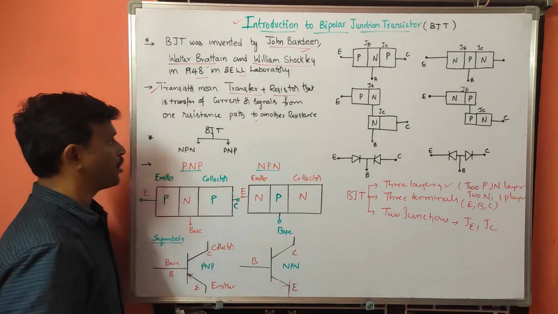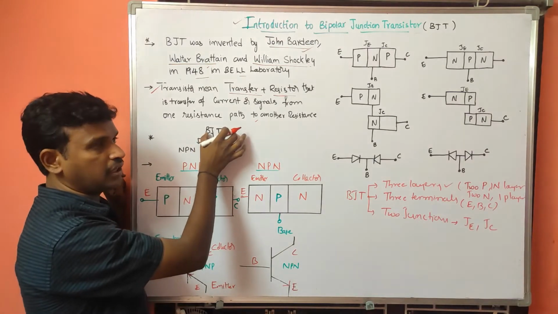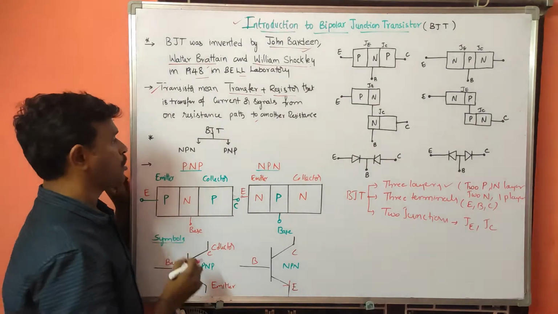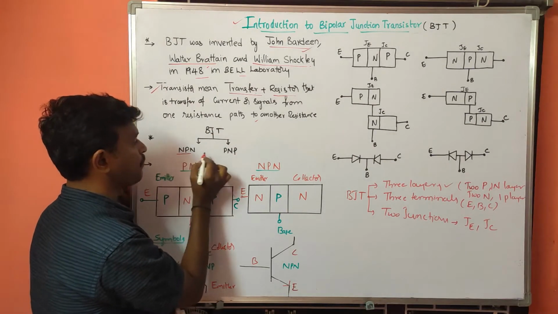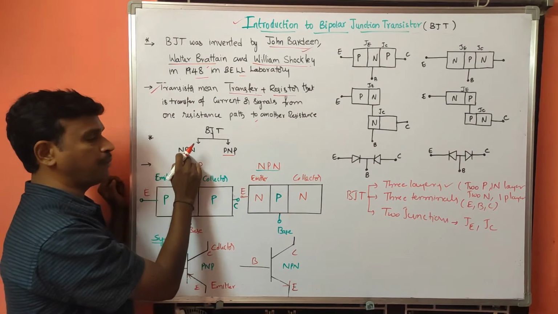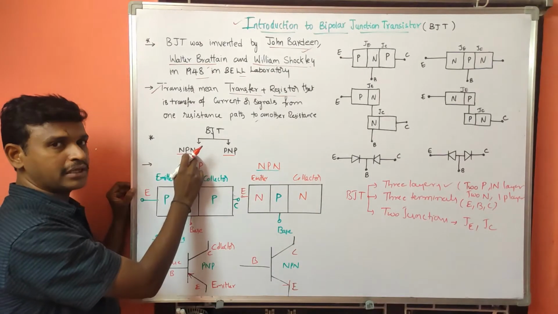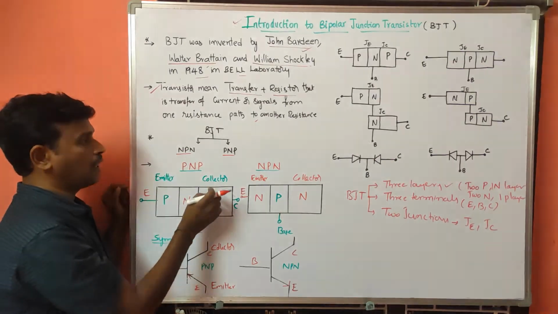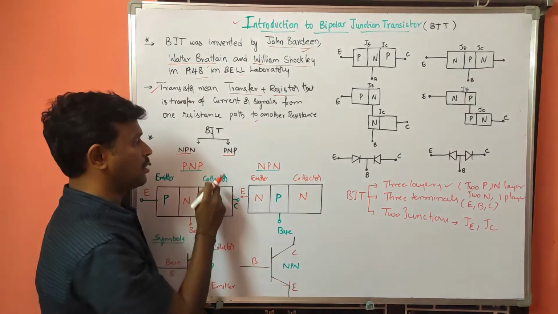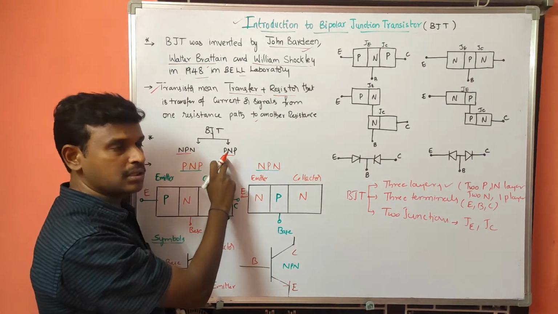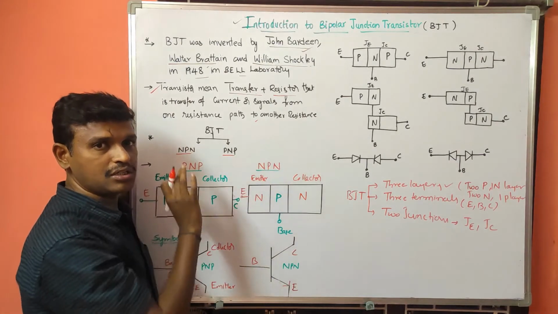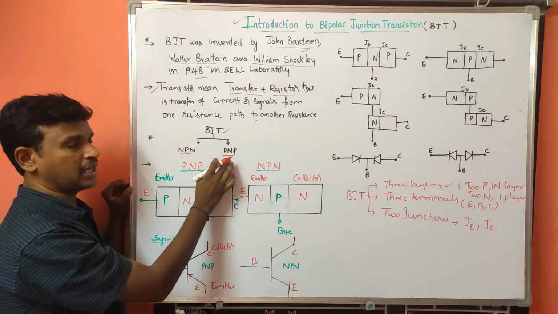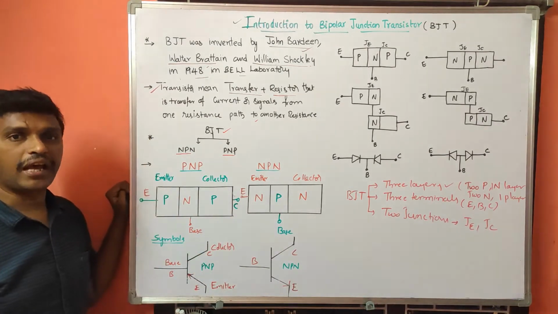Right, so here we have two types of BJT. I already told that BJT is a three-terminal device. So we have two types of BJTs, that is NPN, with two N layers and one P layer, and the PNP transistor, which consists of two P layers and one N layer. Completely it consists of three layers. So if you observe this BJT, both in NPN and PNP transistors, it consists of three layers.